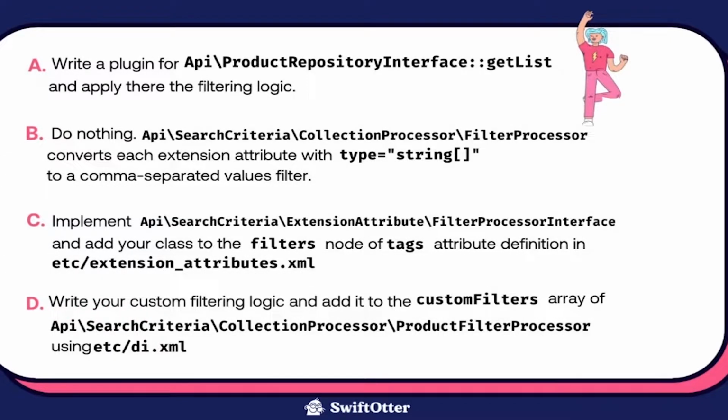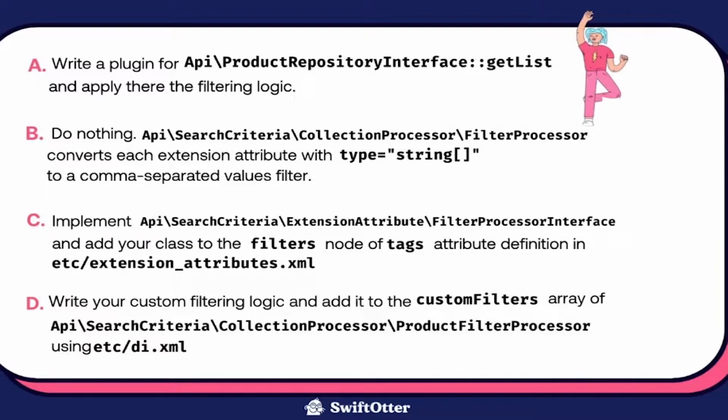I wrote four possible answers, and only one of them is correct. Whenever I am answering similar questions, at first I try to exclude the most obvious wrong answer. And here, for me, the most obvious wrong answer is answer C: implement the API search criteria extension attribute filter processor interface, and add your class to the filters node of the tags attribute definition in etc/extension_attributes.xml.